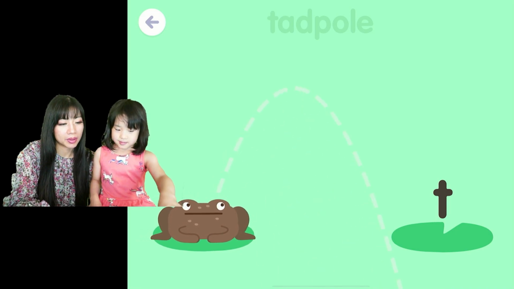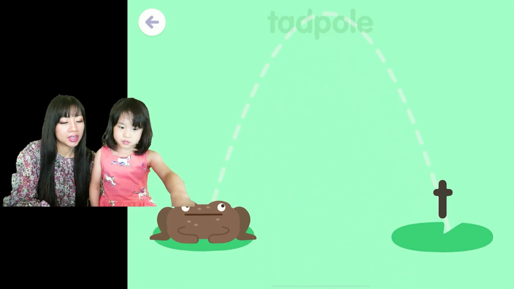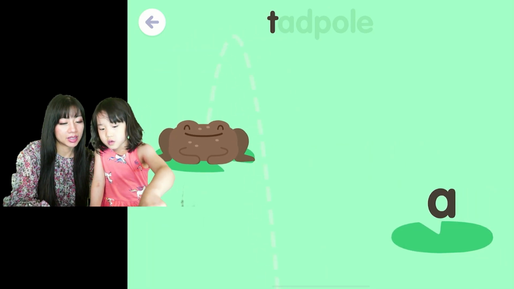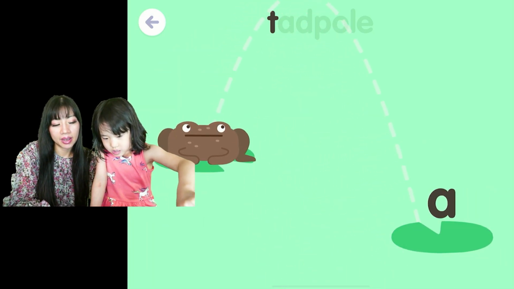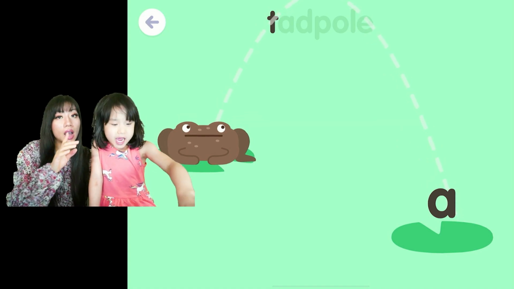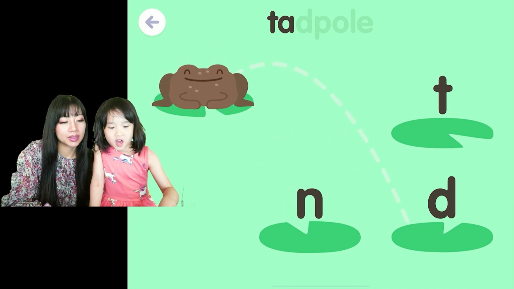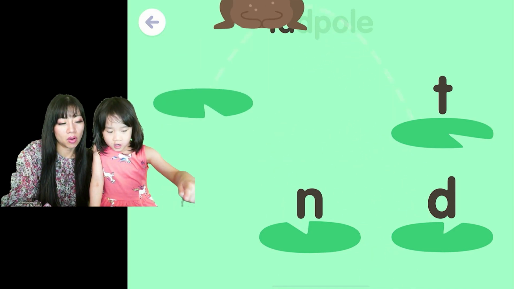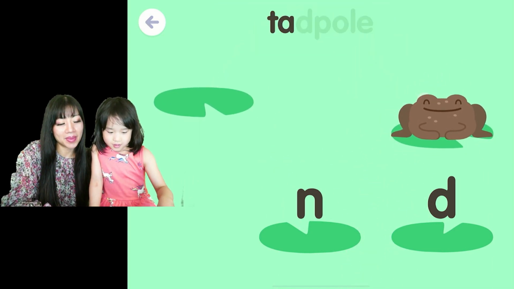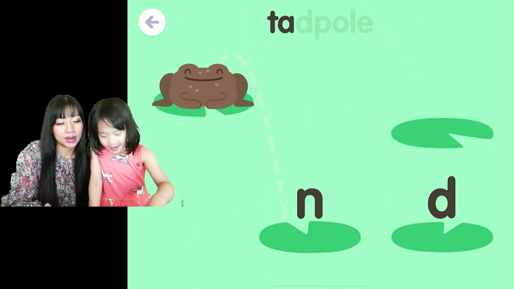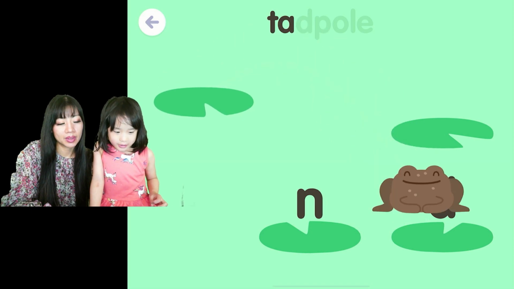Now, we're gonna spell tadpole. T. T. Yeah. Now the next letter is A. Ella, I don't hear you. A. Good, I hope you're saying your letters too. A. D. Oh, you miss. You have to go back. Yes. I'm gonna go out of the stream.